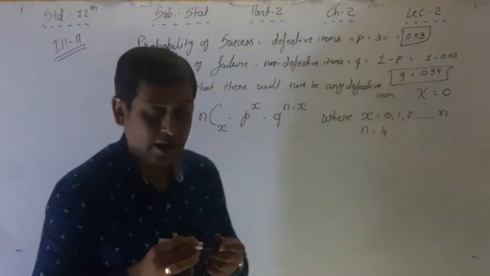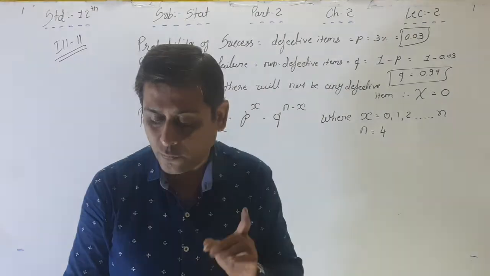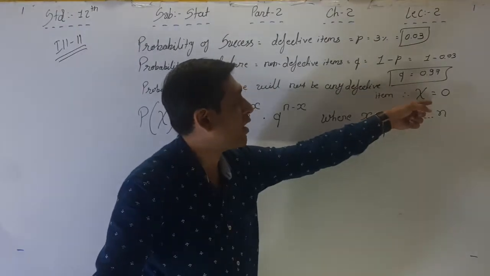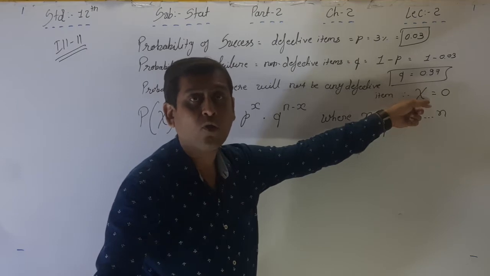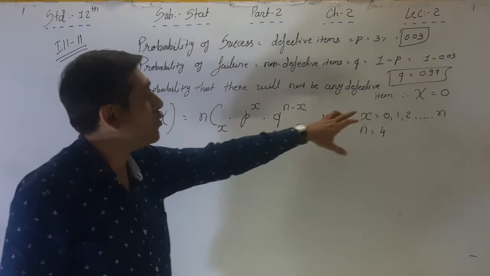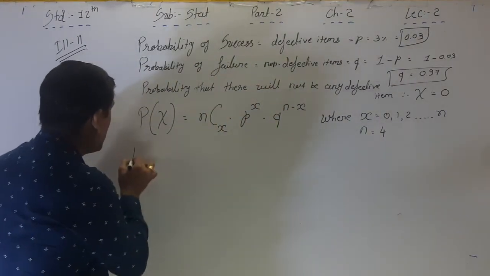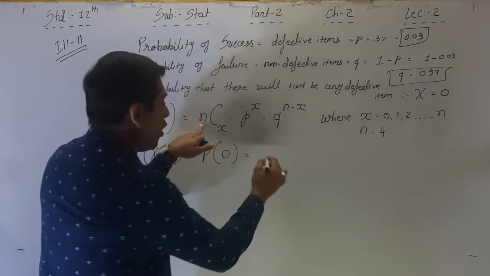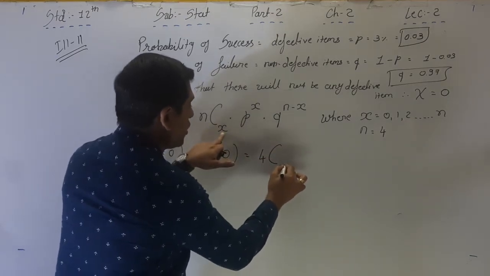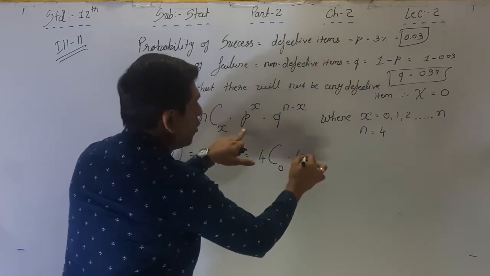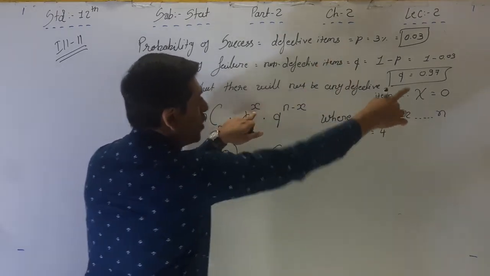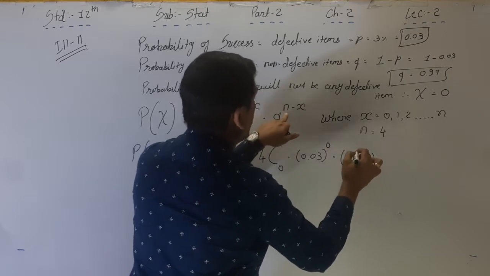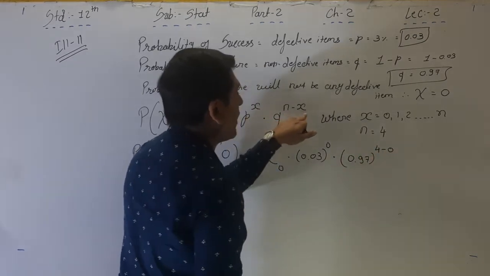4 items are selected at random, that's why n is equal to 4, from the items produced. And what is the probability that there will not be any defective items, that is x is equal to 0? We have to find that out. This is the formula, and we have to find just x is equal to 0. That means we can write P of x is equal to 0, is equal to P of 0, is equal to 4C0 into p, 0.03 raised to 0, into q, 0.97 raised to 4 minus 0.